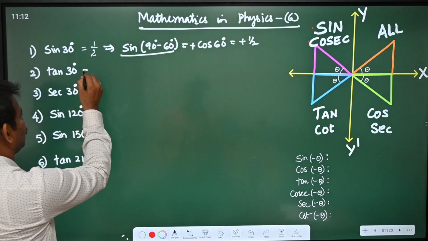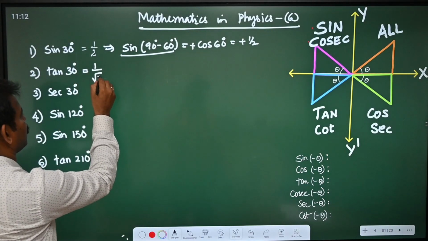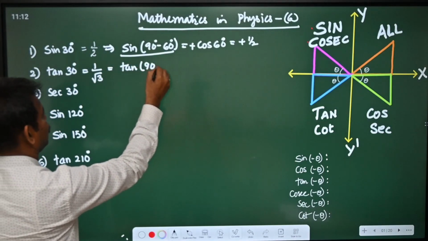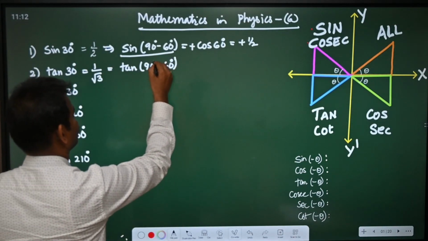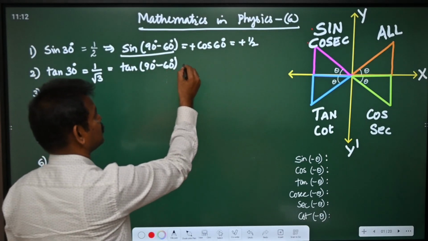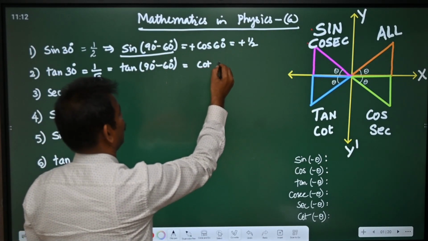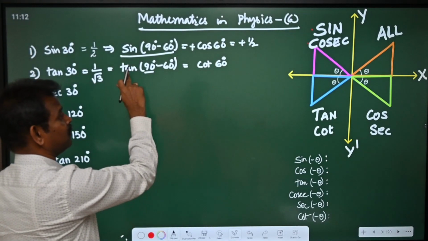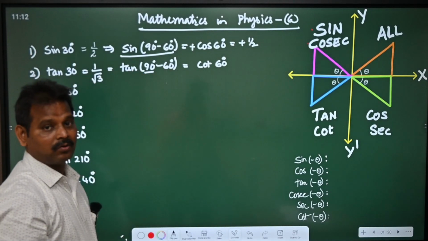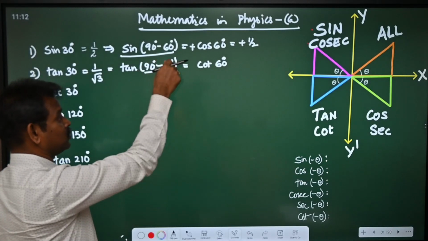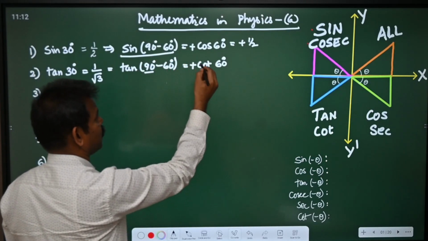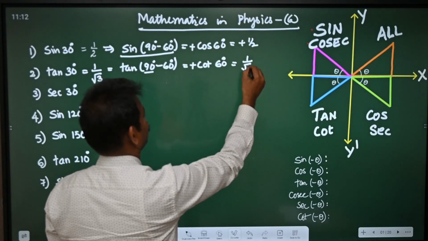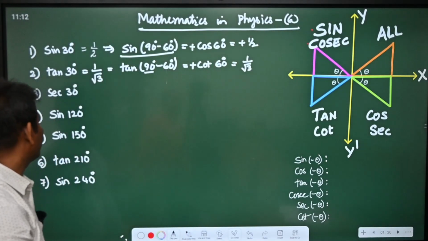Second one, tan 30, direct formula 1 by root 3, which can also be written as tan(90 minus 60). Tan(90 minus 60) will become cot 60, because whenever 90 is there, the ratio will change from tan to cot. This is in the first quadrant, so all are positive, and cot 60 is 1 by root 3, which is equal to tan 30.